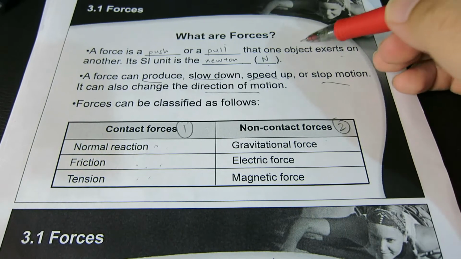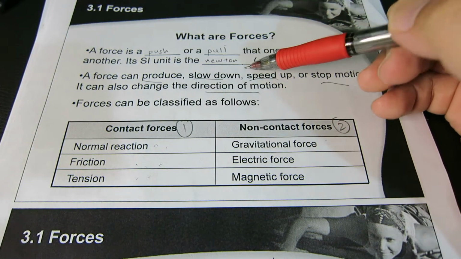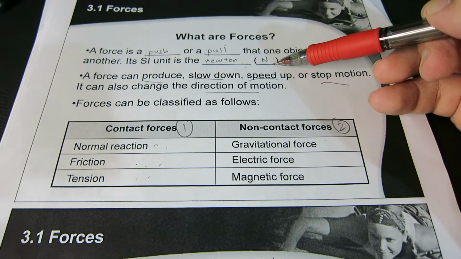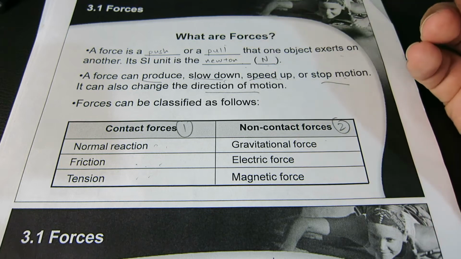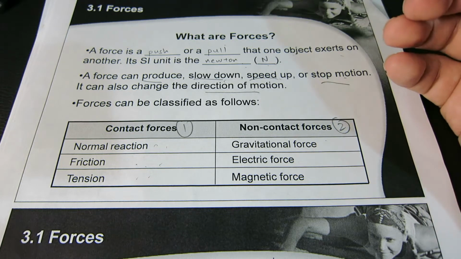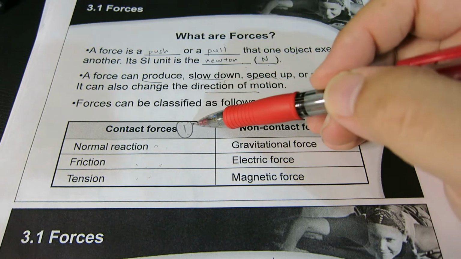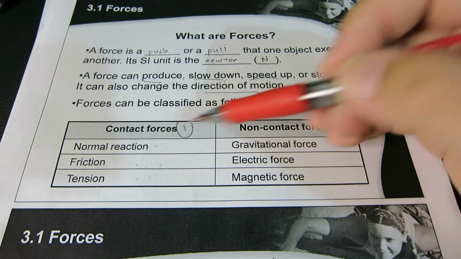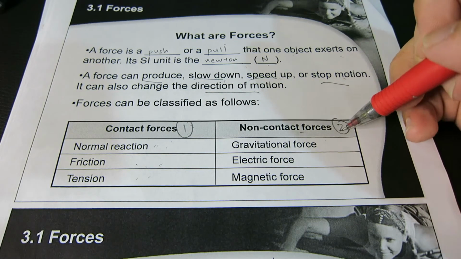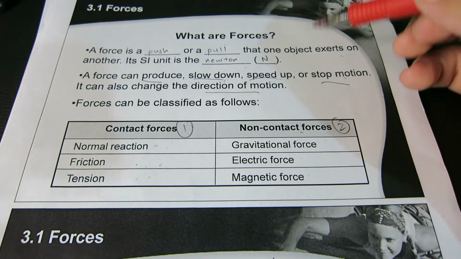It must be exerted from one object onto another object, and the unit of the force is the Newton, symbolized with a big N. A force can slow down, speed up, stop. It can also change the direction of motion. Two classifications of forces: contact forces, which is forces where two objects must touch for there to be contact forces, and non-contact forces, which are forces that act from a distance, things like gravity, electric force, and magnetic force.